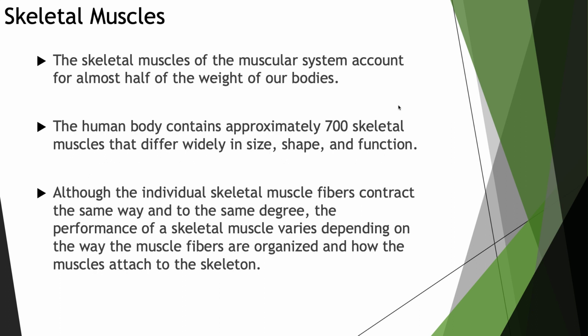We'll start off with skeletal muscles, which we've highlighted extensively in the previous modules. But the skeletal muscles of the muscular system account for almost half of the weight of our bodies. So the human body contains approximately 700 skeletal muscles that differ widely in size, shape, and function. And although individual skeletal muscle fibers contract the same way and to the same degree, the performance of skeletal muscle varies depending on the way the muscle fibers are organized and how the muscles attach to the skeleton.